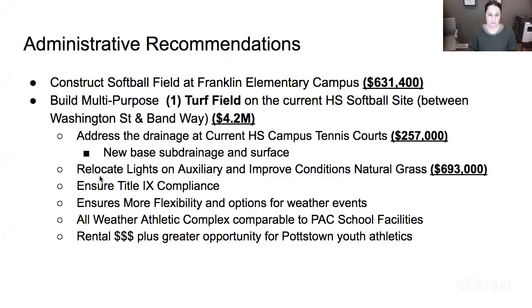Some of the reasons were the soil. I mean, you could make it into a turf field, but we feel if we were able to have at least one turf field, that will allow us flexibility in the scheduling, especially when we have weather events, and it will leave the other field as natural grass so that we can continue to use that for middle school, and by scheduling separate play surfaces, high school and middle school teams can all practice at the same time. The all-weather complex would put us in a position where we're comparable to the other PAC school facilities and provide an opportunity for Pottstown youth athletics as well as some potential rental income.